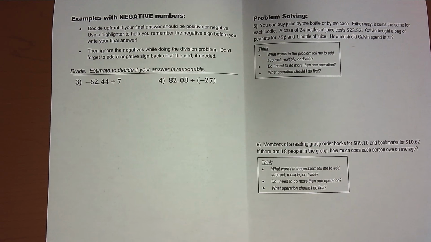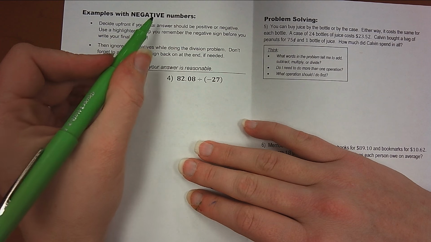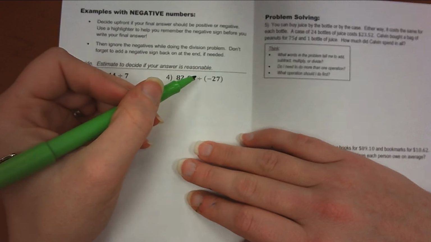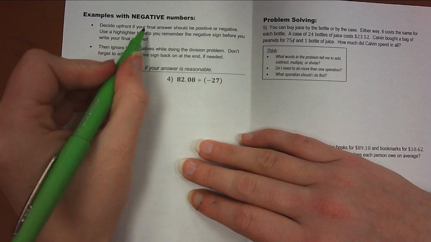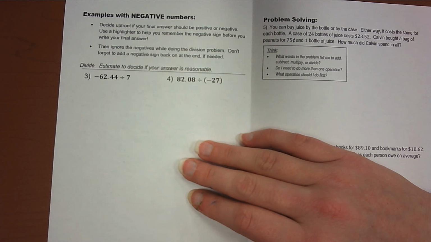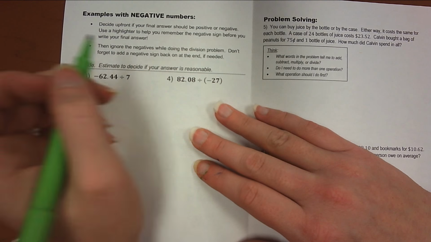On this next part, we're going to do some examples with negative numbers, and I challenge you to try these two on your own. So up top it said, decide up front if your answer should be positive or negative. Use a highlighter to help you remember the negative sign before you write your final answer.